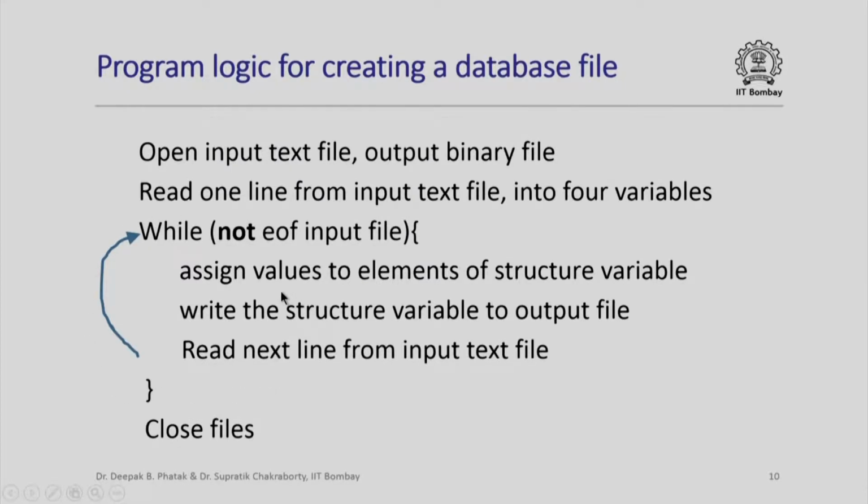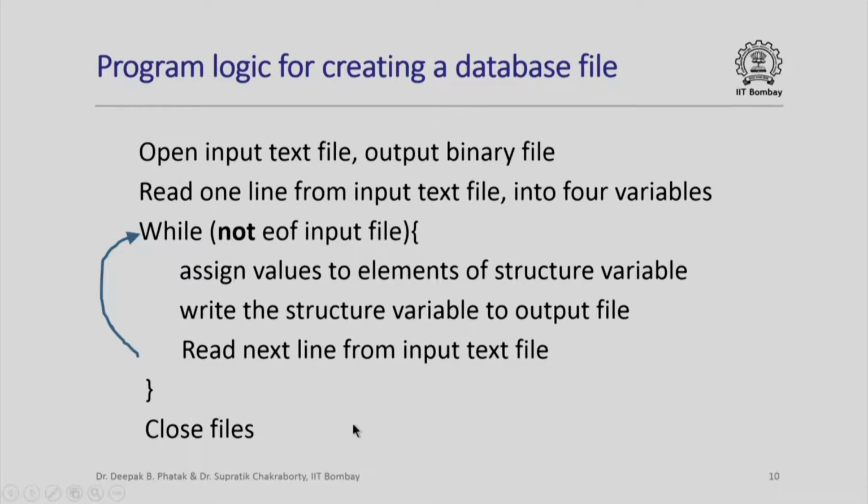So please note that in this iteration, I need to do only two things. From the line that I have read, assign values to elements of the structure variable and write the entire structure to the output file. To begin with, I read a line before entering the loop, and then before going to the next iteration, I read another line. At the end of this while loop, I have to close files. That is the simple program logic.